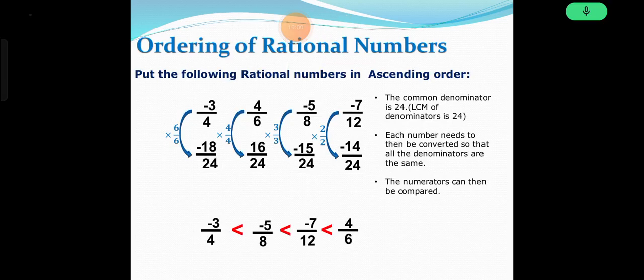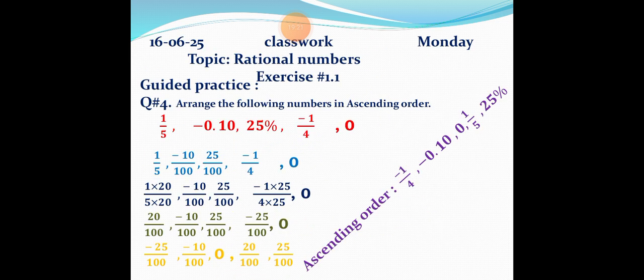Then again we have ascending order. The common denominator is 24. The LCM of the denominators is 24, so each number needs to be converted so that the denominators are the same and the numerators can be compared. Here you multiply this with 6, this with 4, this with 3, and this with 2, and then you get simple answers. You convert them back to the original form, and then you use the less than sign.